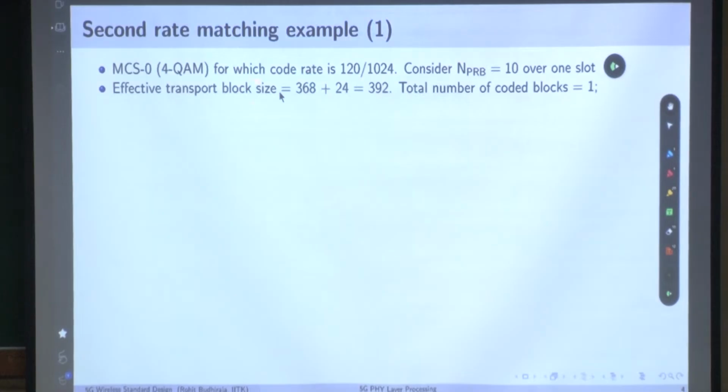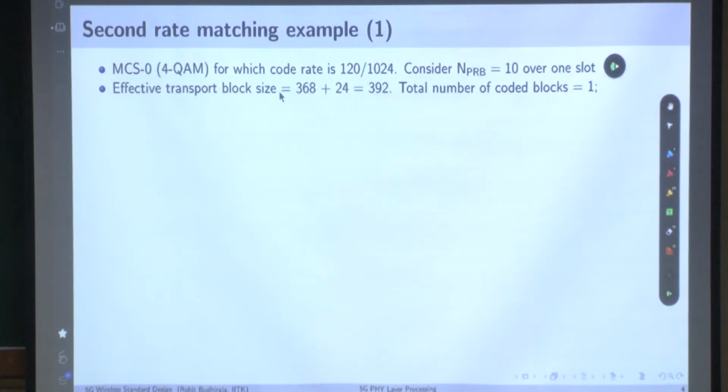Now, the effective transfer block size sent by the MAC in this case is only 368 bits. Look, we have come to the other extreme. How many PRBs were there earlier? 70. What was the MCS index? 16, and the transfer block size was running into thousands of bits. Now it is only hundreds of bits, and the reason is obvious. This user is in a poor SNR condition and has a low data rate requirement.